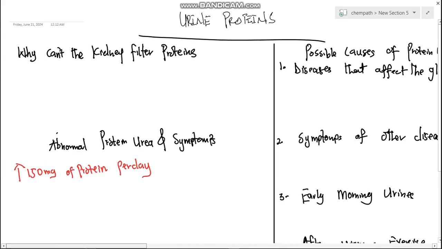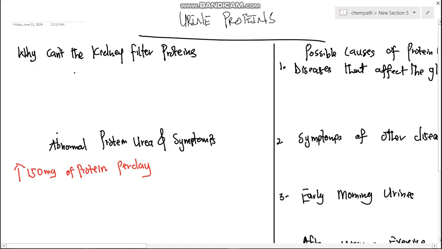Alright. So the first question we want to ask ourselves is why can't the kidney filter proteins? We all know that it is the nephron, the basic unit of the kidney, that is responsible for the filtration. And within the nephron, it is the glomerulus that is responsible for the filtration of most substances. So the question we should ask ourselves is why can't the kidney filter proteins? Now, the kidney has a renal threshold, or a particular size of molecule that it is designed to filter.